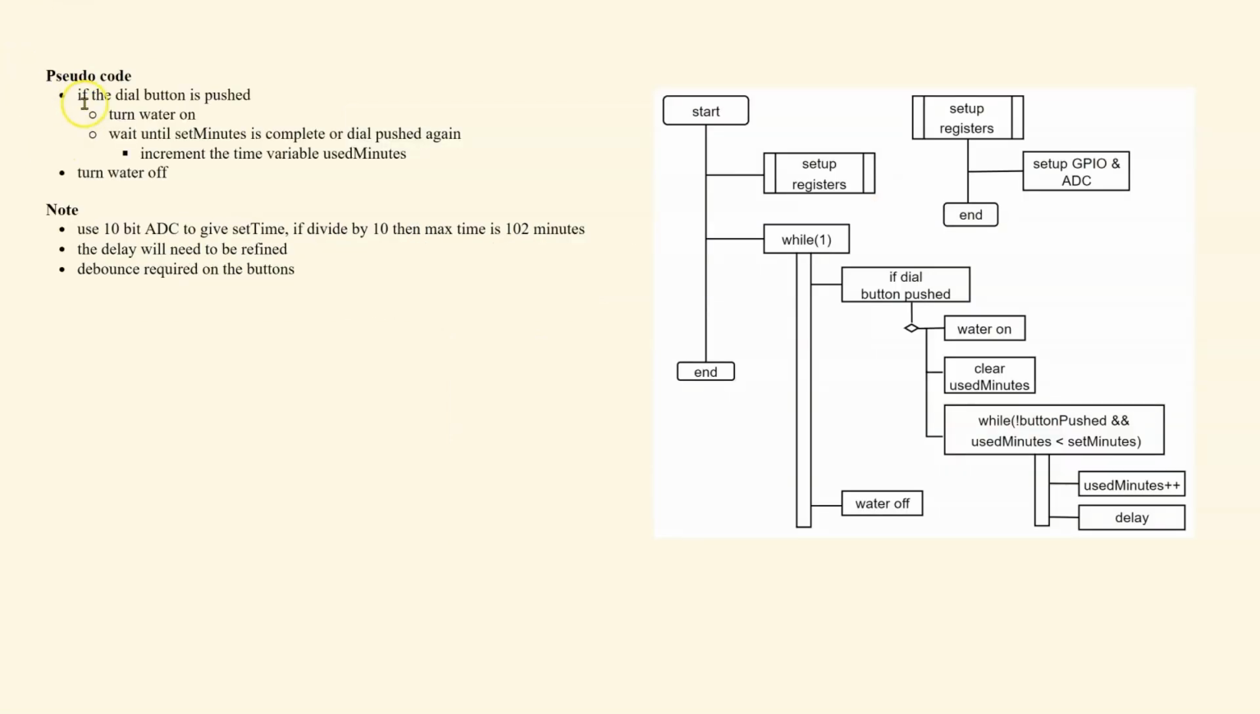The pseudocode, basically, if the dial button is pushed, turn the watering on and wait until either the timer is complete or the dial is pushed again, and then turn the water off. So if we look here, we can see if the button is pushed, water goes on, we clear this minutes variable, and we stay in this while loop, updating the minutes and staying there until either the time is expired or the button is pushed, water goes off.